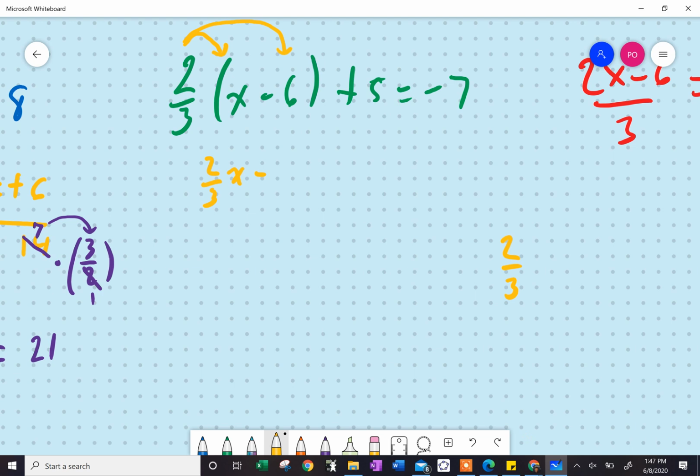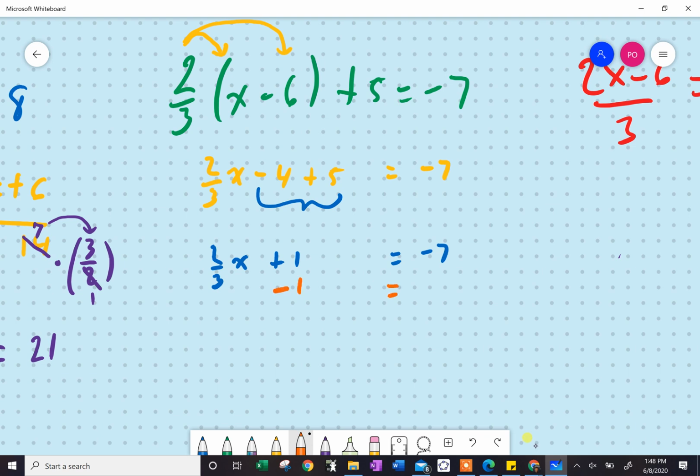I'm going to do some work over here. 2/3 times 6 is really 2/3 times 6 over 1. Like I said before, you can go 3 goes in 3 once and 3 goes in 6 twice, and so I get 2 times 2 is 4. So this whole thing, 2/3 times a -6 is going to be a -4 plus 5 equals -7. Now, step 2, I'm going to combine like terms, and I get a -4 and a +5 equals a +1. I'm going to get rid of this +1 by adding the opposite.